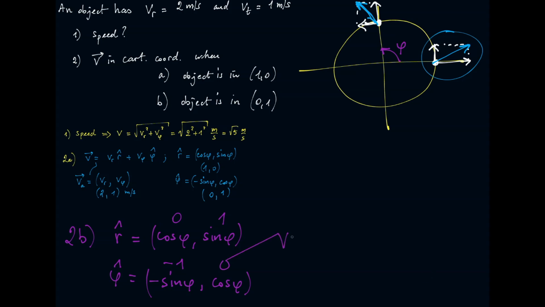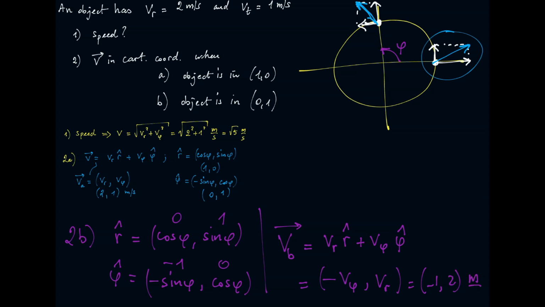All right. So my velocity vector in b is, again, V r in the r direction and V phi in the phi direction. And you can probably figure out that this is minus V phi and V r, or minus 1 and 2 meters per second. And this is probably evident here. It's going at 1 meter per second in the negative x direction and at 2 meters per second in the positive y direction.